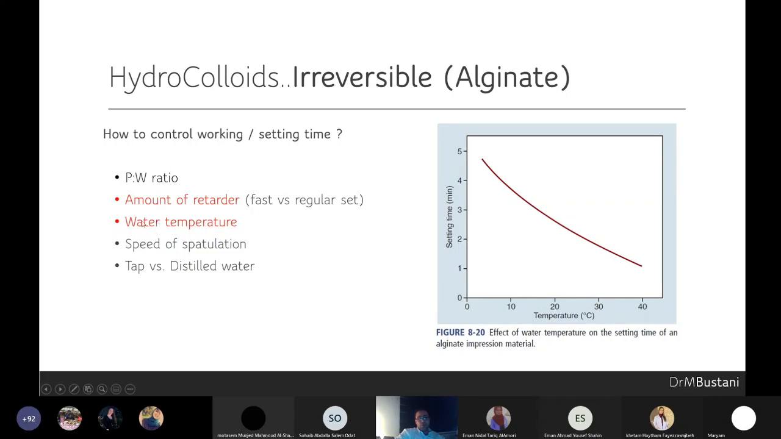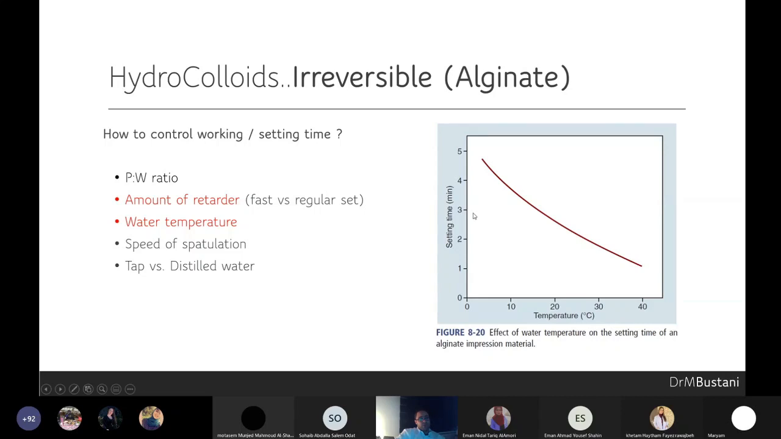Instead, you can control the water temperature. If you increase the water temperature, you will decrease the setting time. So on a cold day, when you mix your alginate, it will take a bit longer to set than on a warm day. So keep that in mind, or bring yourself some sort of kettle and add a little bit of hot water to the mix, so it won't take too long to set.